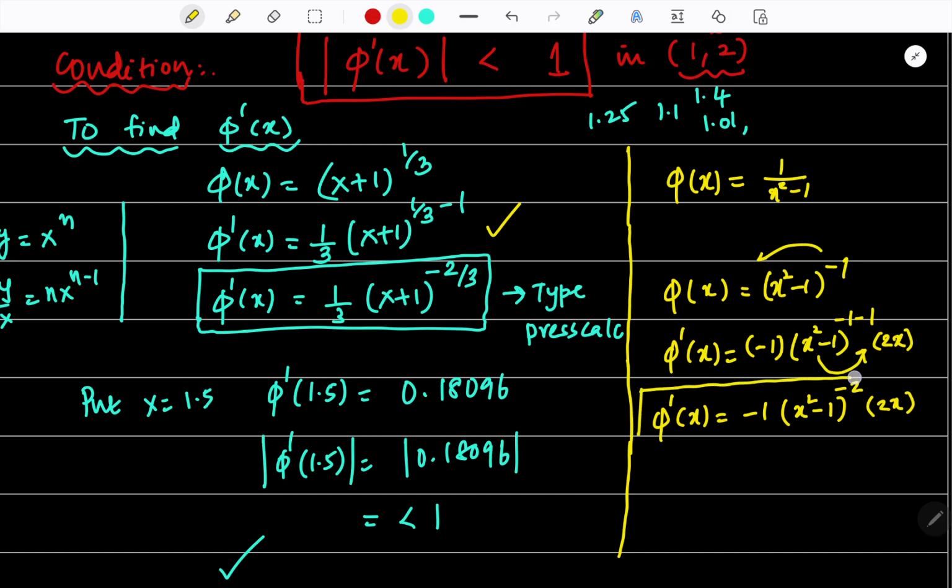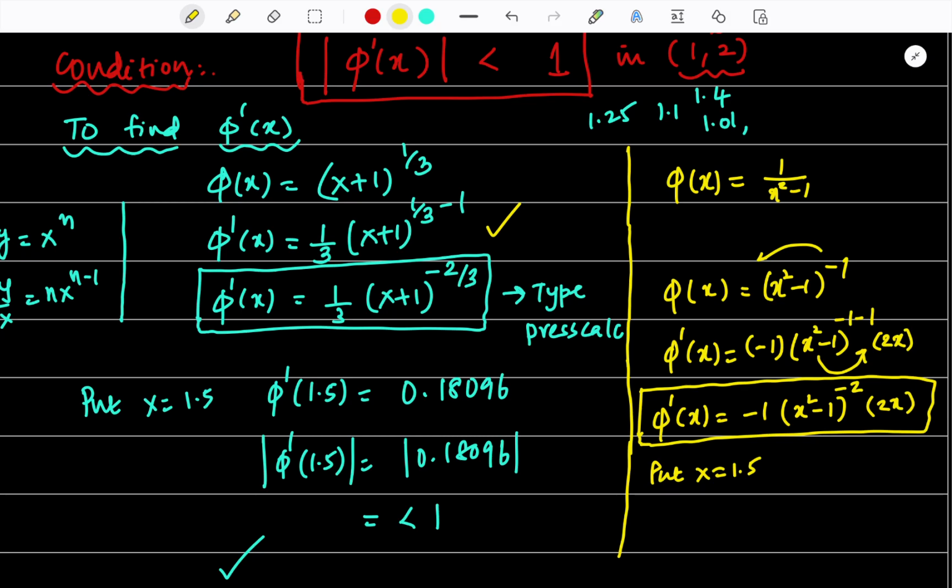Right. Now you are going to put the value here in phi dash of x. So put x equal to 1.5. Is it 1.5, teacher? Not necessary. Take any value in between 1 and 2. But don't take 1 and 2. Sometimes it will not converge. Keep that in your mind.